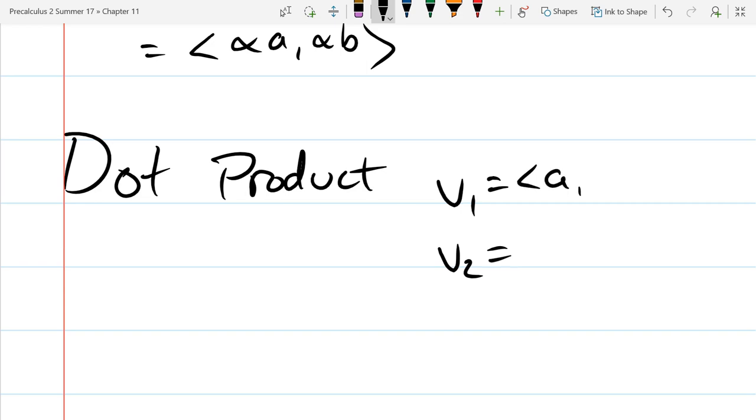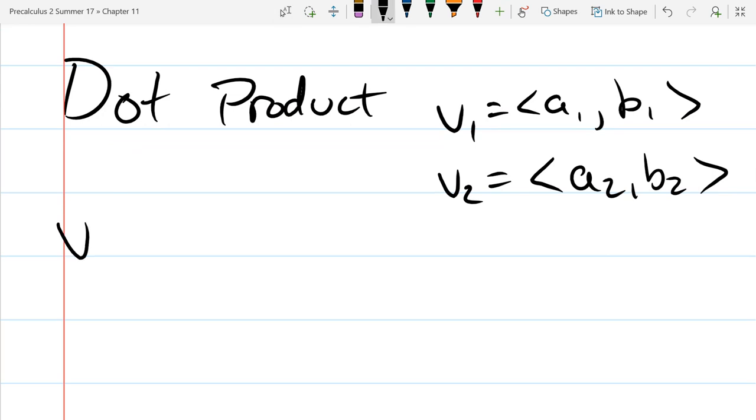So we'll take v1, a1, b1, and v2 will be a2, b2. So dot product, the notation, we actually use a dot this time, and I like to make the dot a little extra bold. It would probably suffice to just have a dot like that, but what I don't want to do is think the dot is over there, making the one into an I. So I use a really big dot. So what is a dot product?